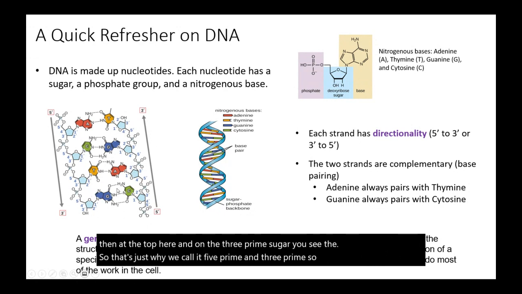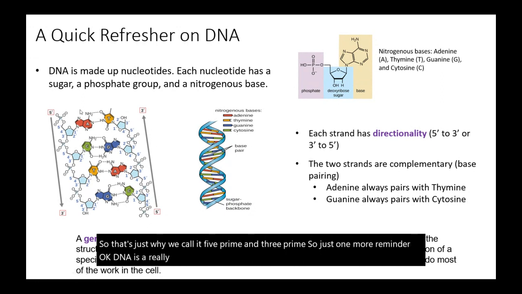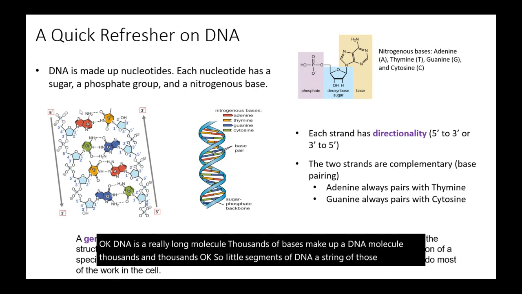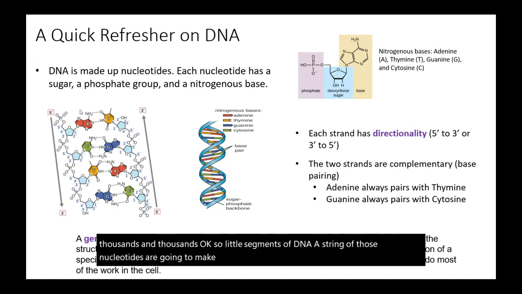So just one more reminder, okay? DNA is a really long molecule. Thousands of bases make up a DNA molecule, thousands and thousands, okay? So little segments of DNA, a string of those nucleotides, are going to make up a single gene, and that gene is going to code for a specific protein. So there are lots and lots of genes on one piece of DNA, okay?